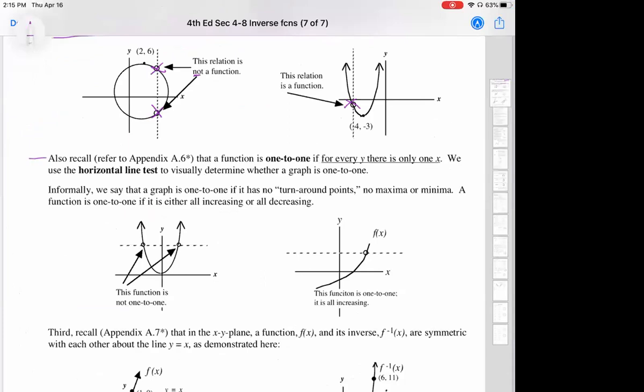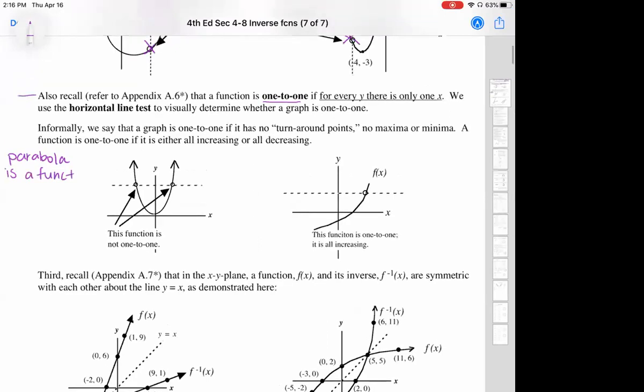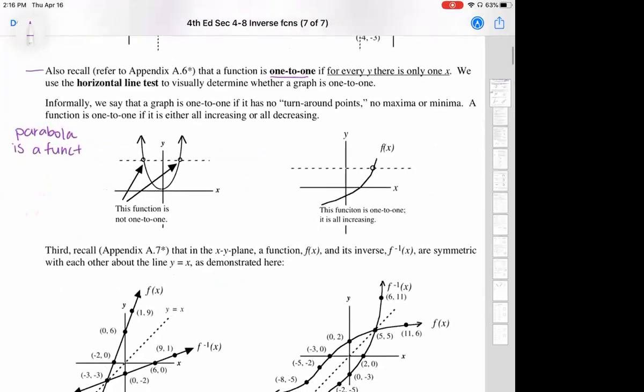Also recall, refer to appendix 1.6, that a function is 1 to 1 if for every y there is only one x. We use a horizontal line test to determine whether a graph is 1 to 1. Informally, we said our graph is 1-to-1 if it has no turnaround points, no maximum nor minimum. A function is 1-to-1 if it's either all increasing or all decreasing. So we said a parabola is a function, right? We have that above. It's a function. But if we draw a horizontal line test, it fails to be a 1-to-1 function. So we can say it is a function but is not a 1-to-1 function.